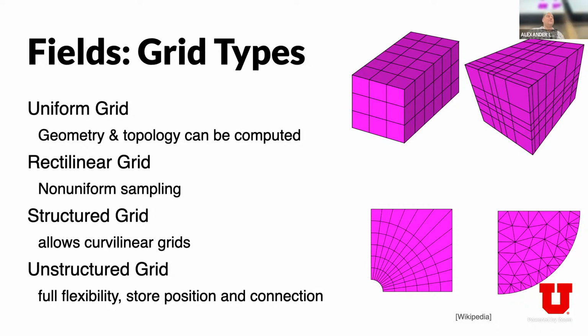And then we have an unstructured grid, which you mentioned before, where we essentially have full flexibility. And this is often what we use, for example, if you collect data in some convenience way. But here we have to store both the position and the connection of the nodes in that grid.